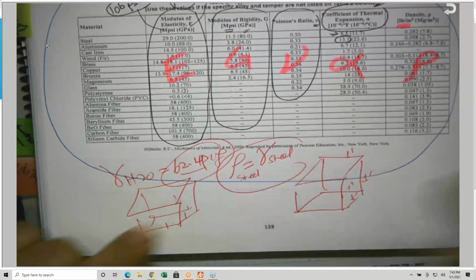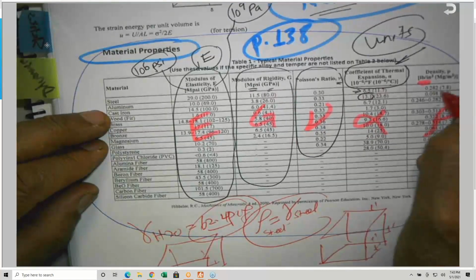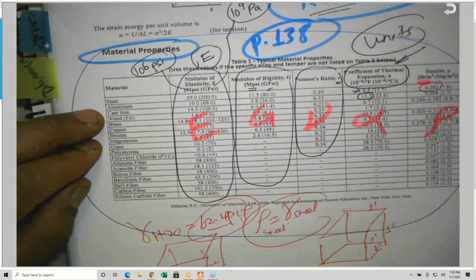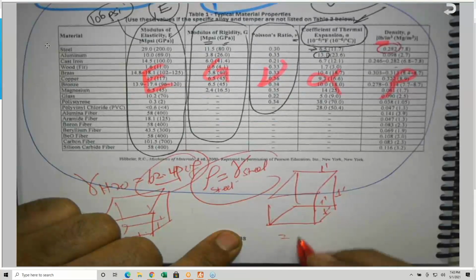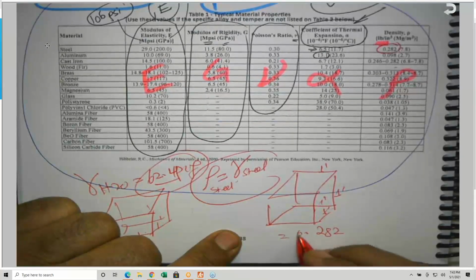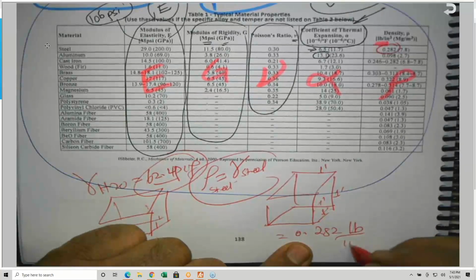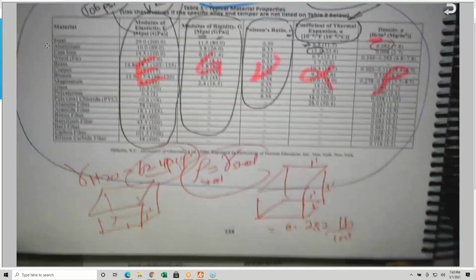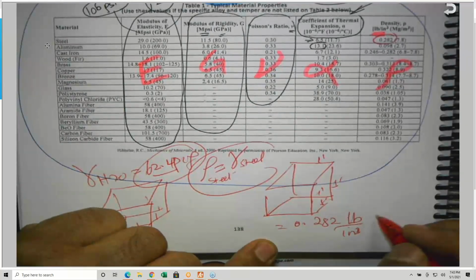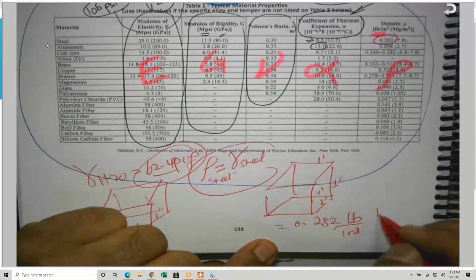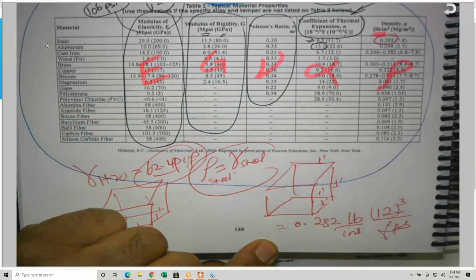Gamma water is 62.4. How much is gamma steel? You have it here. Gamma steel is equal to 0.282, but this is pound per cubic inch. But how many cubic inches are in 1 cubic foot? It is 12 cubed, which is 1728.